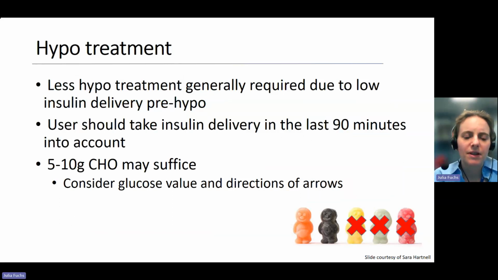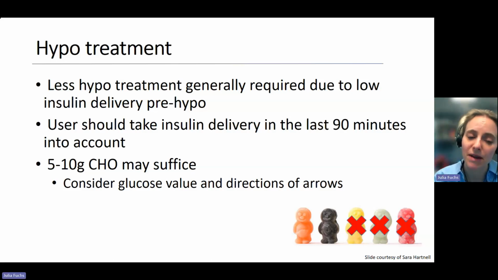Across all systems, hypo treatment is a very important topic. When you're using closed loop, you tend to need less hypo treatment in general because most of the time the system has already suspended insulin delivery before you have the low. Exceptions to that are if you, for example, just given a big meal bolus recently. But generally, there's already less active insulin by the time you have the hypo, but you need to take insulin delivery in the last 90 minutes into account. So you need to have a look either at your pump or your phone screen.